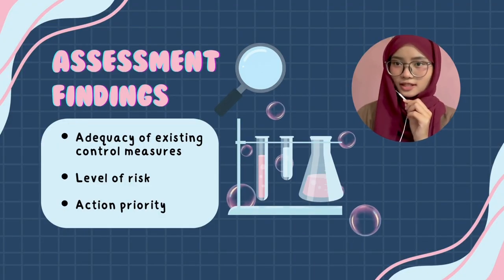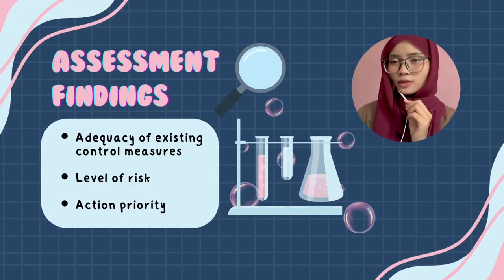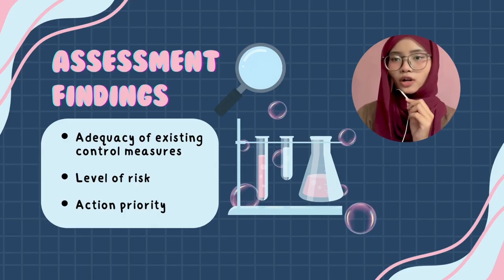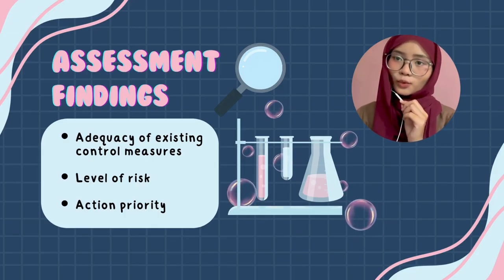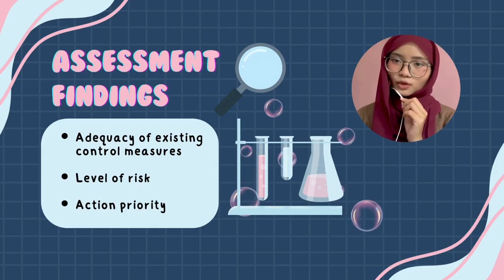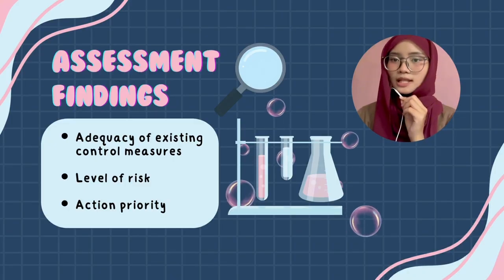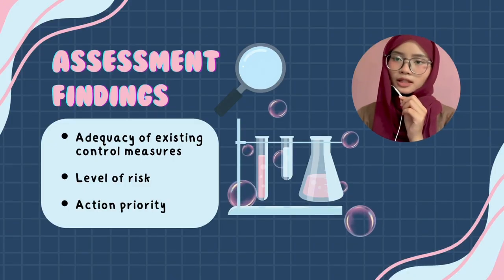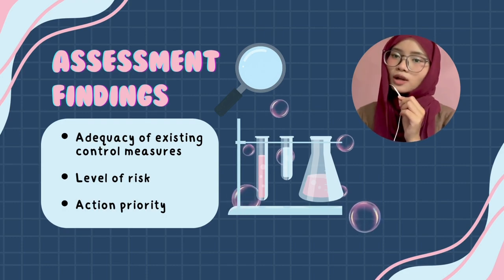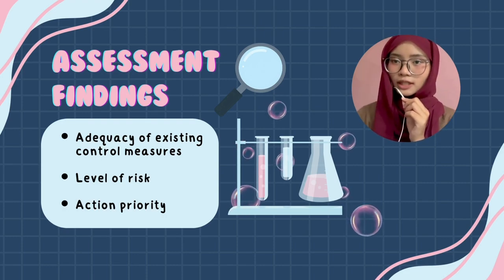Moving on to the next section, let's look at our assessment findings. For this part, we focus on 3 key ideas. First, we evaluate the adequacy of existing control measures in the laboratory. Second, we determine the resulting level of risk. And finally, we establish the action priority based on those findings. Now, let's dive into each of these points in more detail.